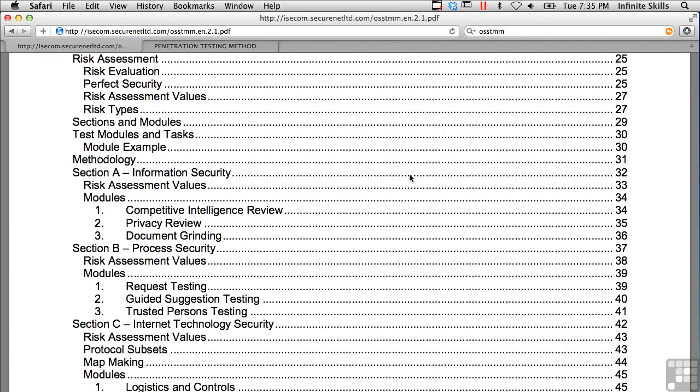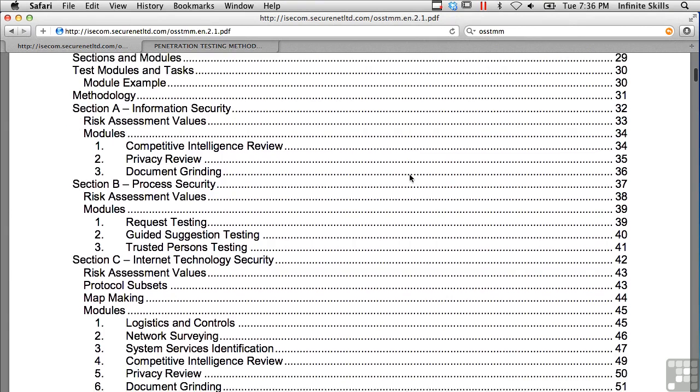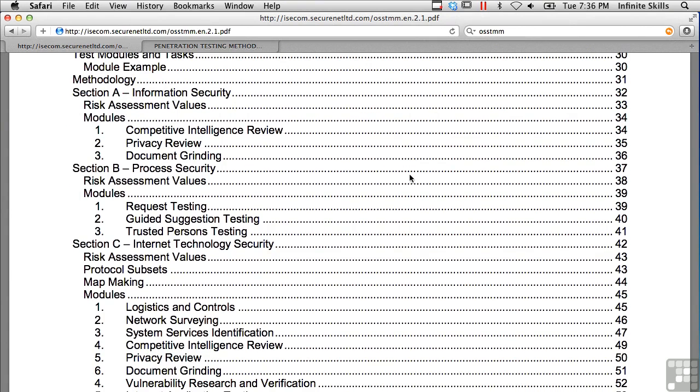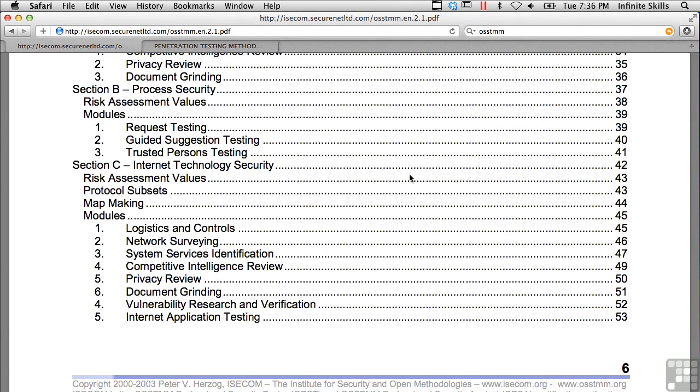Section A is information security, and they talk about doing a competitive intelligence review and a privacy review and just document grinding. And document grinding is getting architecture documents and policies and procedures and any sort of documentation that you can get from your client or your target, and just digging through it to see what you can find and what you can learn. Section B is about process security. It talks about risk assessment values, and they talk about request testing and guided suggestion testing and trusted persons testing, and those are 3 different types of testing that they have guidance around.